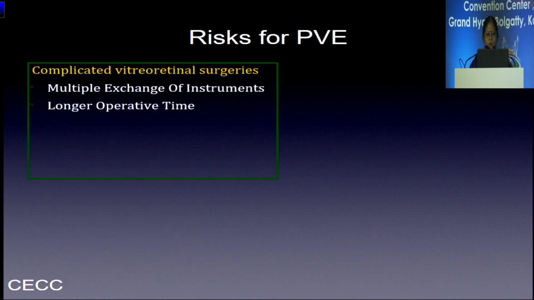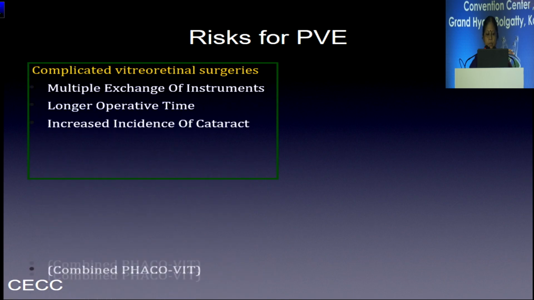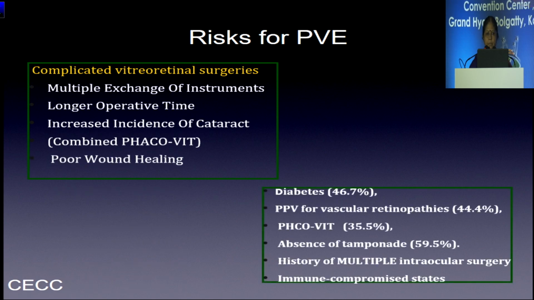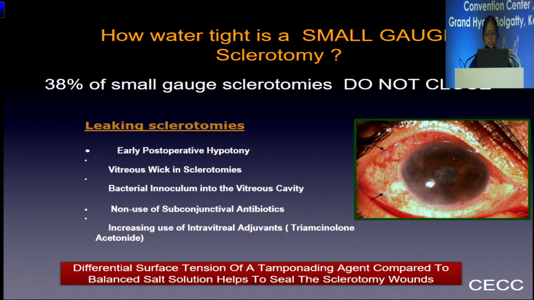The risk factors are complicated VR procedures, multiple instrument exchanges, longer operating times, a combined procedure, and poor wound healing in diabetic patients. When vitrectomy is performed for avascular retinopathy, a phaco-vitrectomy, and interestingly, the absence of silicone oil tamponade or a gas tamponade is a risk factor for development of post-vitrectomy endophthalmitis. This could be because the differential surface tension of the tamponading agent seals the wound, while when there is balanced salt solution in the eye, the wound is likely to leak, become hypotonous, and vitreous wick can prolapse through the wound, which acts as a nidus for post-vitrectomy infections.